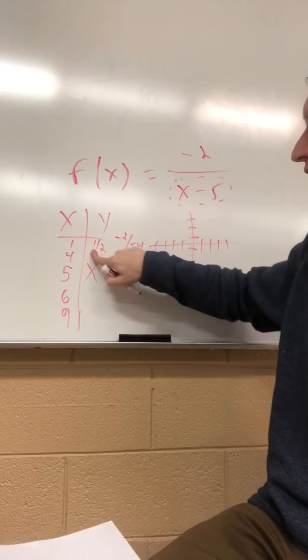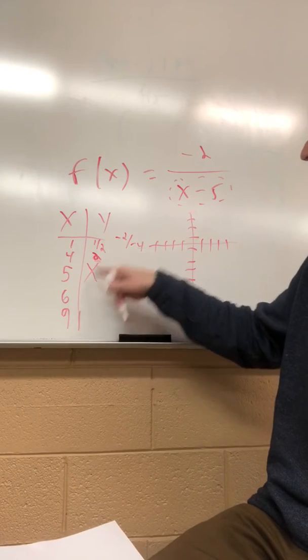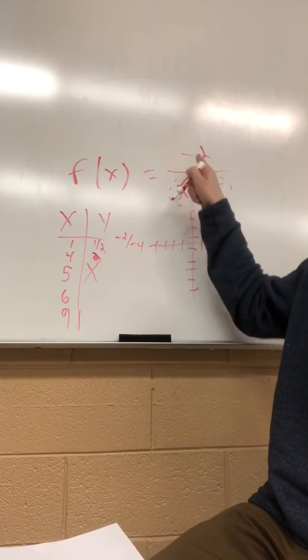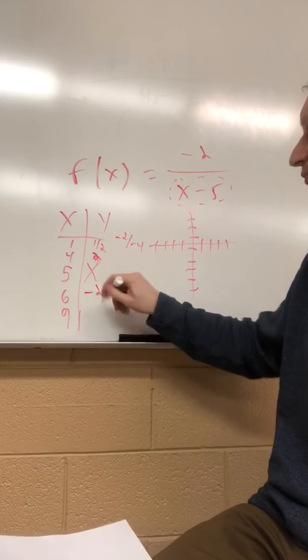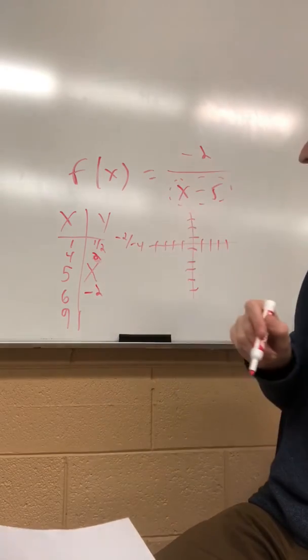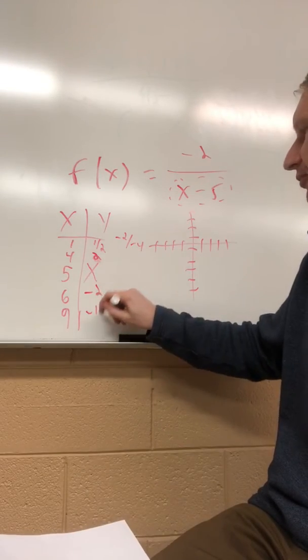I'll write that a little nicer than that. 5 we said was undefined. Let's go to 6. 6 minus 5 is 1. Negative 2 divided by 1 is negative 2. 9 goes in there. 9 minus 5 is 4. Negative 2 divided by 4 is negative a half.